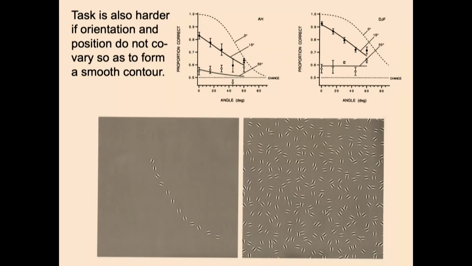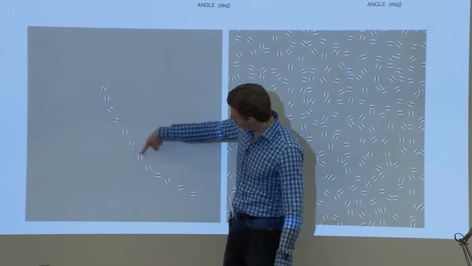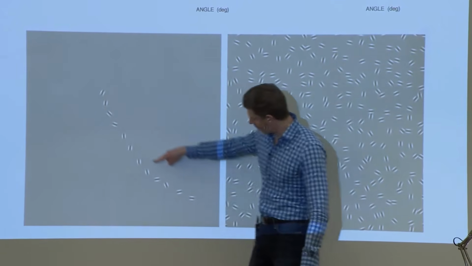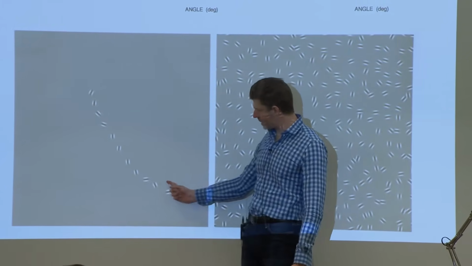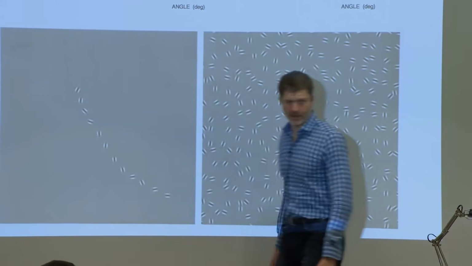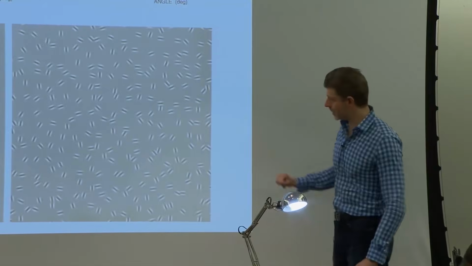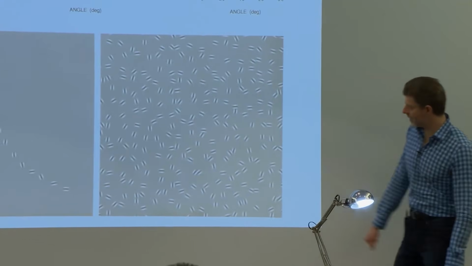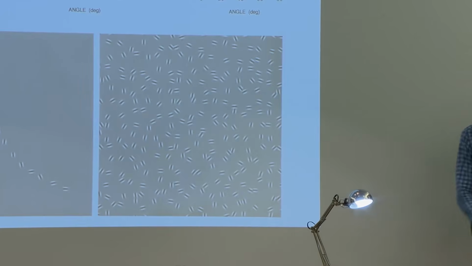So the task is also harder if the orientation and the position don't covary so as to form a smooth contour. So here, the Gabors are all arranged such that their positions form a smooth contour, but the orientations don't follow the global orientation, right? And so then you look at that display, and it's a lot harder to see that thing.